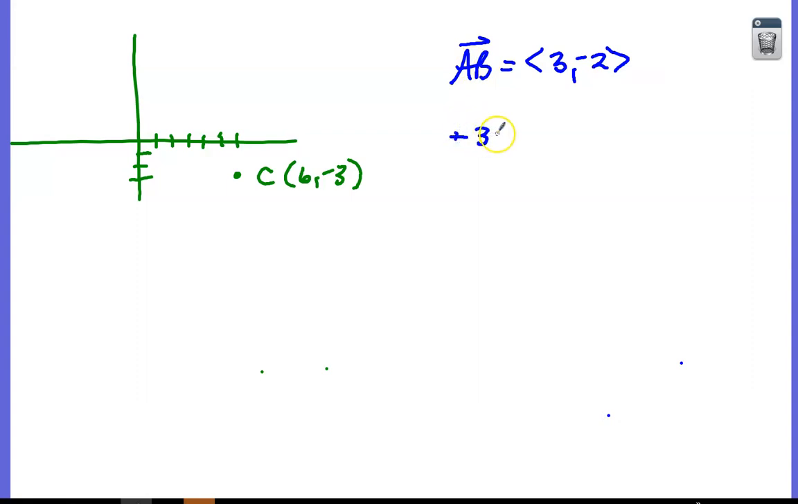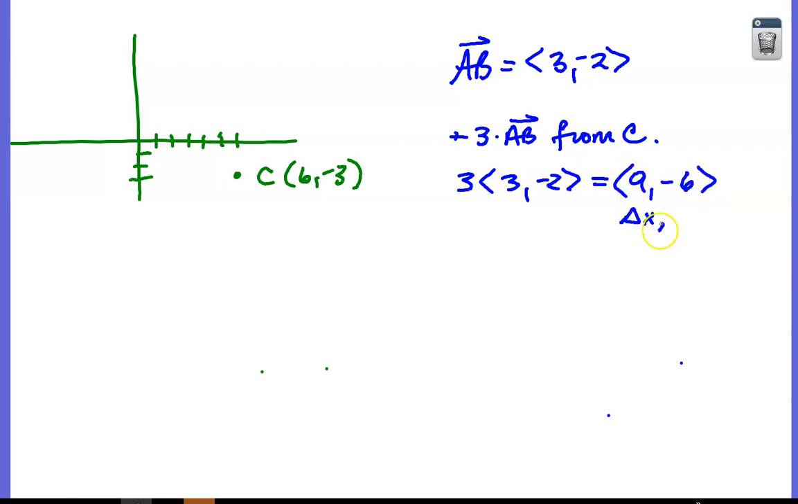Let's start with an easy one, 3 of your AB from C. So I want to go 3 times the magnitude of AB, but I want it to happen from point C. You could figure out what your change in x and y would be by multiplying by 3, because you just want to go 3 in that direction. So I would need to go 9, negative 6. This is telling me how much to change in the x and the y. So where would that get me? Add 9 and take away 6. That would get me to the coordinate 15, negative 9. That would be where I land, 3 times in the direction of AB.